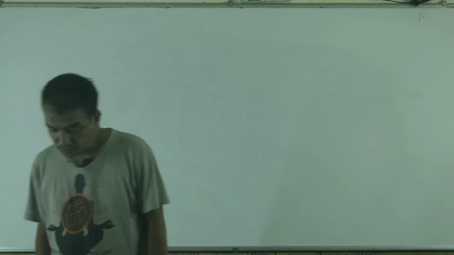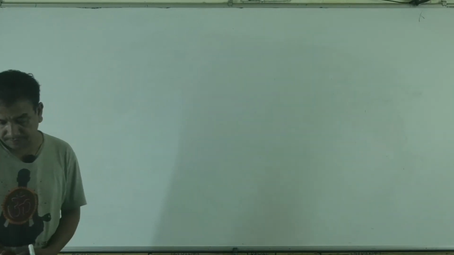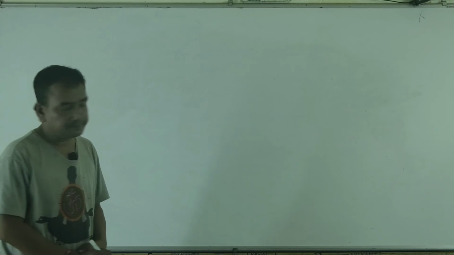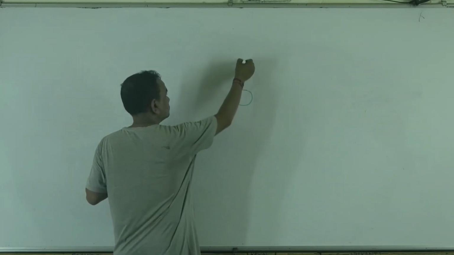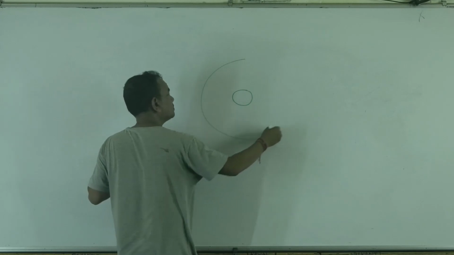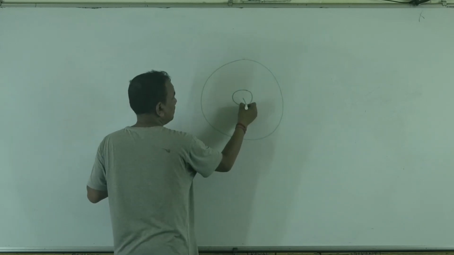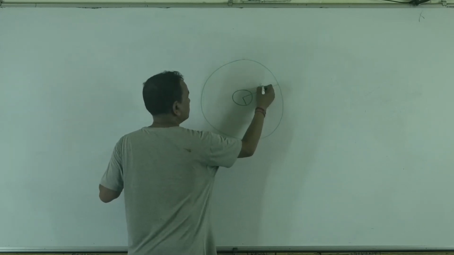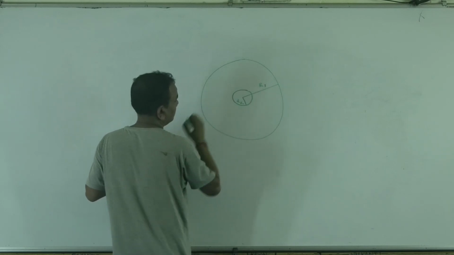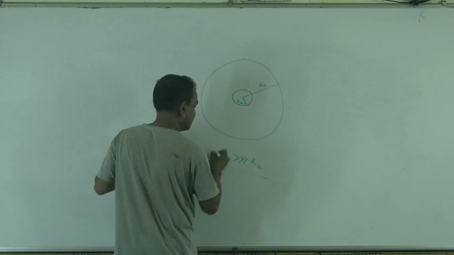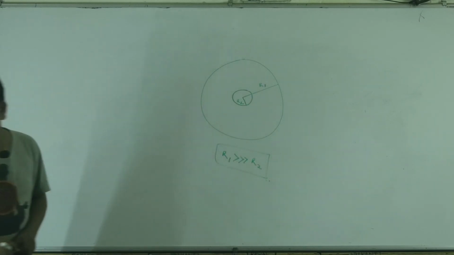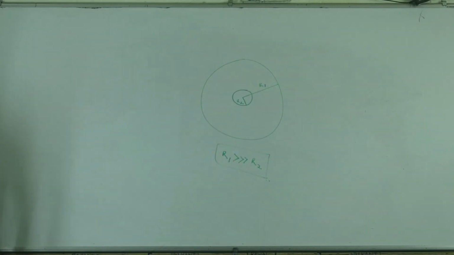One more question asked from electromagnetic induction. Two circular conducting loops of radius R1 and R2. This R1 is very, very large compared to R2. They are placed concentrically. Find the mutual inductance of this arrangement.